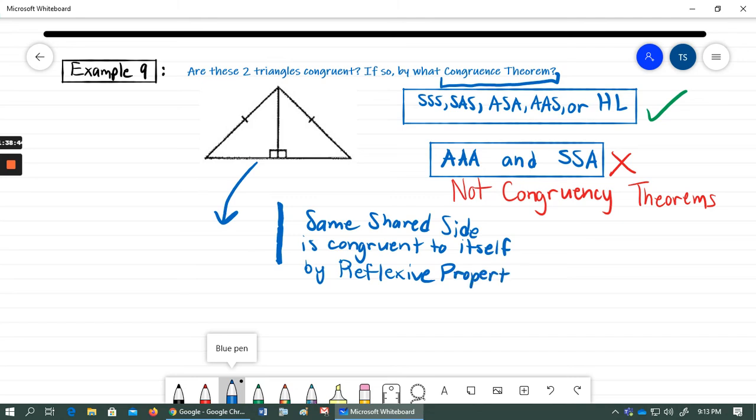That's how we know that it's congruent to itself, or at least that's the theorem that backs up that information, right? That any geometric figure is congruent to itself.